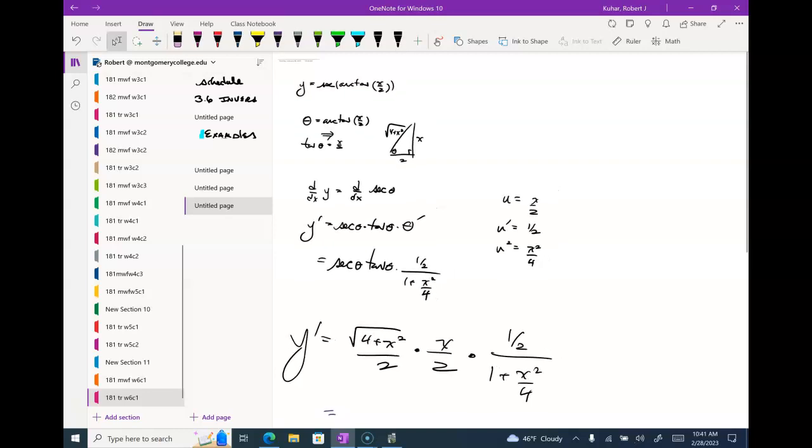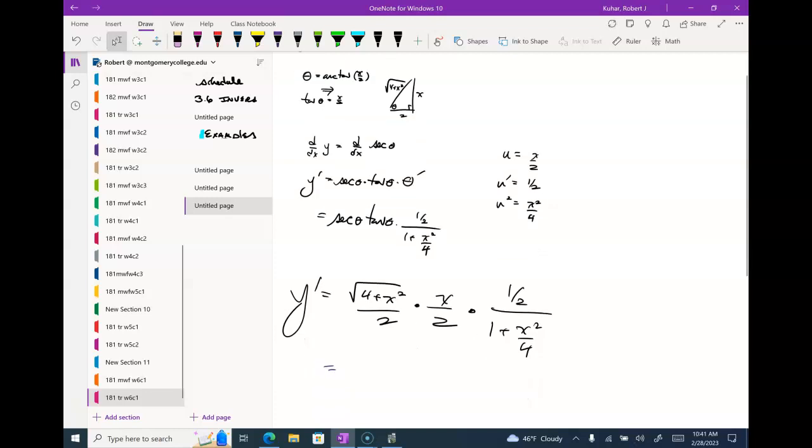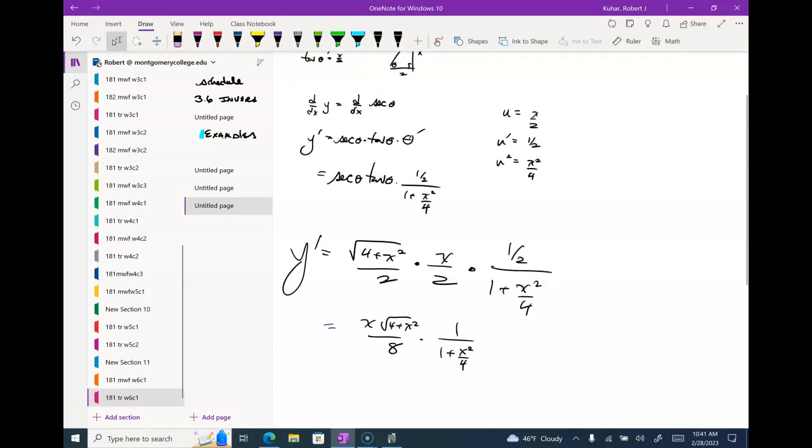Secant is hypotenuse over adjacent, right? So it looks like I get x times the square root of 4 plus x squared over 8 times 1 over 1 plus x squared over 4. Still not done. Does everyone agree with the 8? There's an over 2, there's an over 2, there's a 1/2. That's 2 times 2 times 2 downstairs, right?